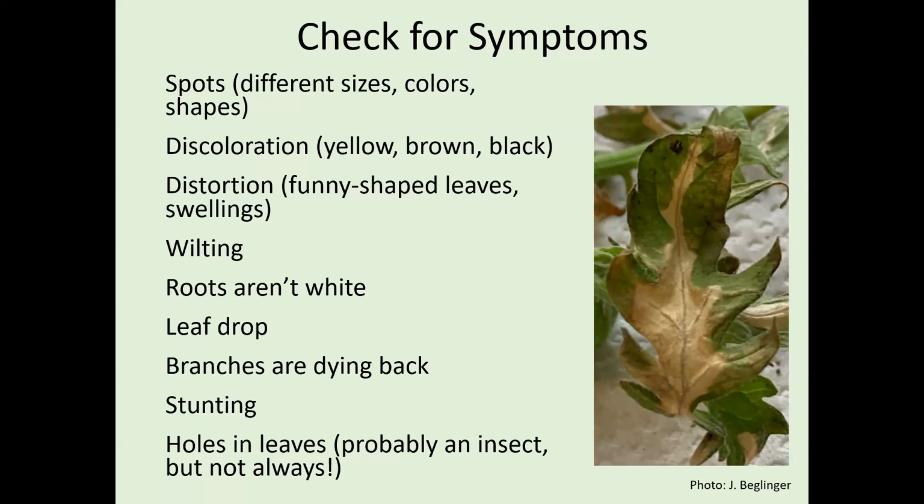Plants that drop leaves at the wrong time of the year, that's a good indication something's going on. Branches dying back, especially in trees, are an indication there's something wrong. Stunting of plants and holes in leaves.